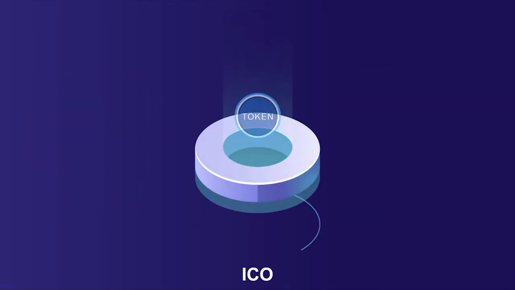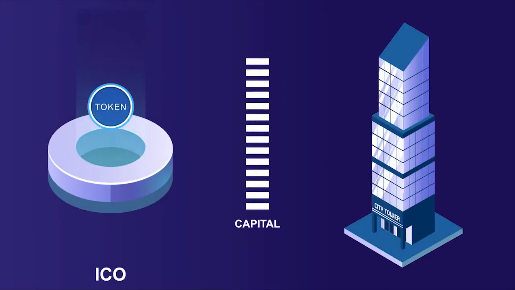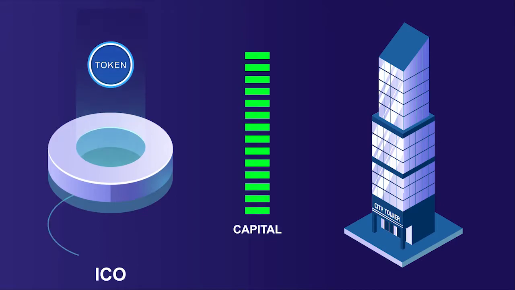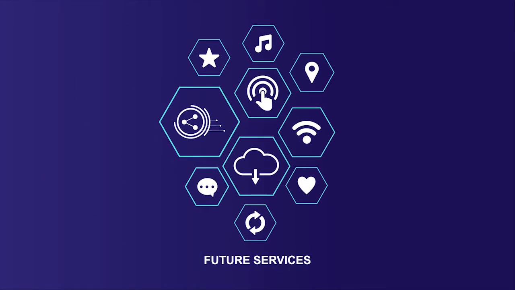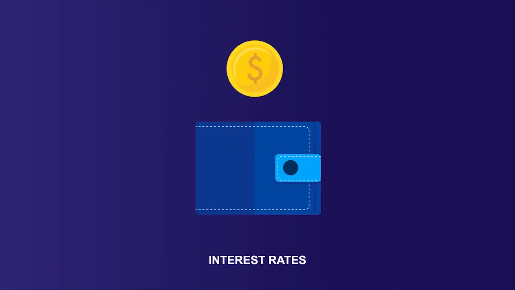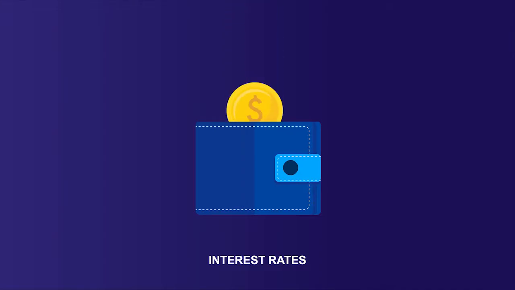ICO is a fundraising mechanism in which companies and startups raise capital for their projects from various investors in exchange for these tokens, while in return they are promised some benefits. For example, it is used for future services, or dividends, or interest rates, or the right to vote in the system, depending on the type of tokens issued.